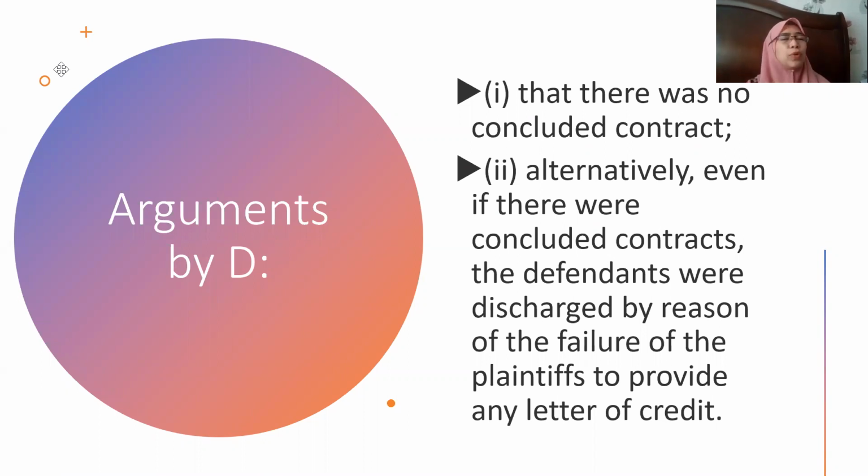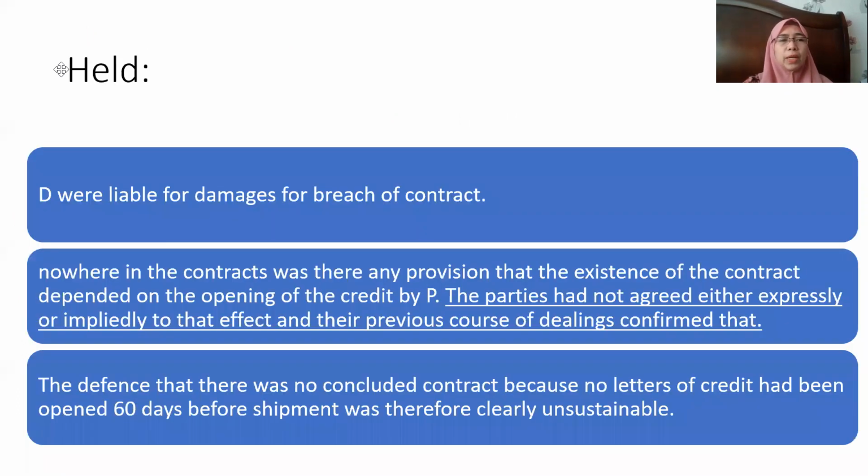Meaning, the defendant said, no, we are not in breach because you failed to give us a letter of credit. The letter of credit is the mode of payment, to prove that we are going to pay you on credit. The transaction is done on credit. But the court held that the defendant was liable for damages for breach of contract. There was breach of contract because of failure to deliver.